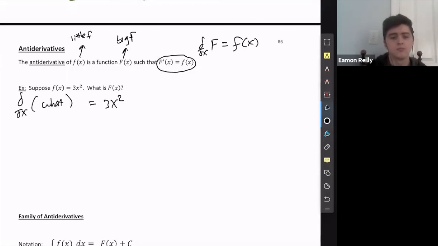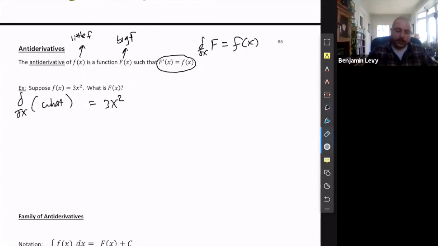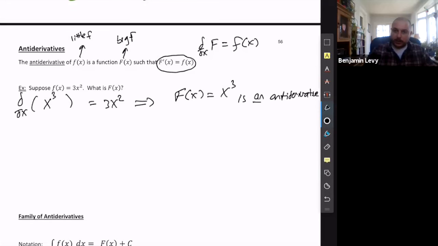X cubed. Yeah, x cubed. So I'm actually going to erase the "what" part and put x cubed. Because you bring down the 3, subtract 1 off the power, and we get 3x squared. And so this is telling us that big F equals x cubed is an antiderivative of 3x squared, because when we take the derivative, we get 3x squared. That's the goal I'm trying to get across.